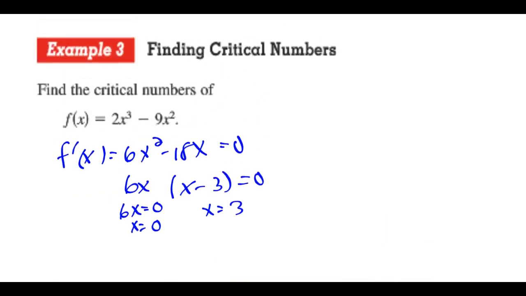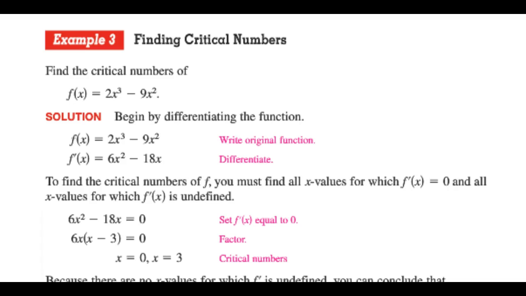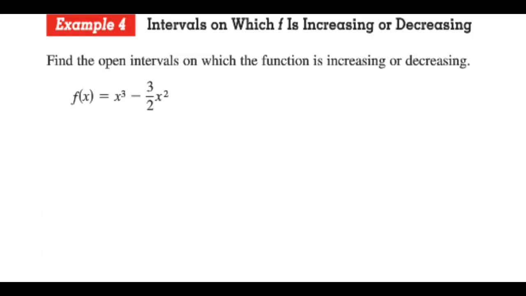But I don't think I need to run a test here because it just said find the critical numbers. So I think my critical numbers are 0 and 3, and I'm done. I think that's all they wanted in this problem. It didn't ask me about intervals of increase and decrease. Let's try again. Sometimes the hard part here is just making sure you're finding the derivative correctly. So if you need more practice with that, go back to chapter 2.